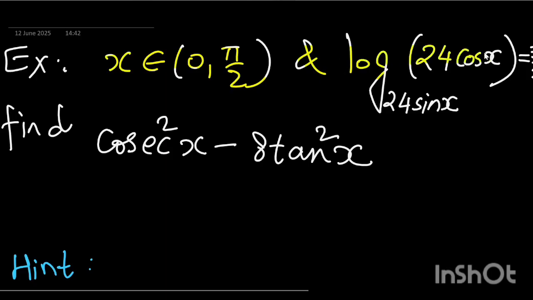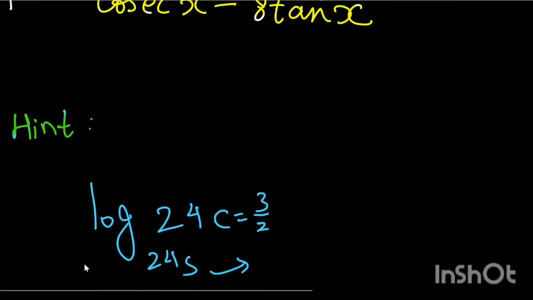And log base 24 cos x of sin x is 3 by 2. We have to find the value of cosec square x minus 8 tan square x. So guys, how can we proceed with this? What should be the hint of this question? As you can see, nothing much is given, only one equation is given.